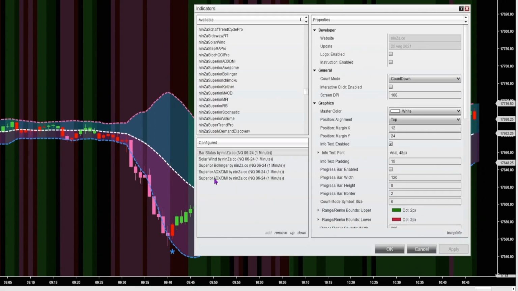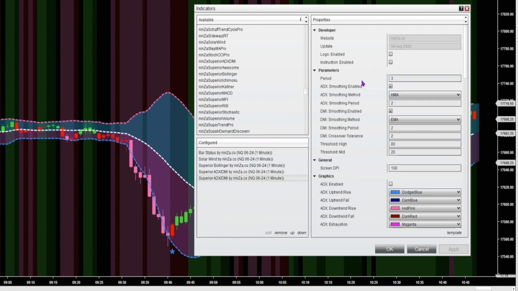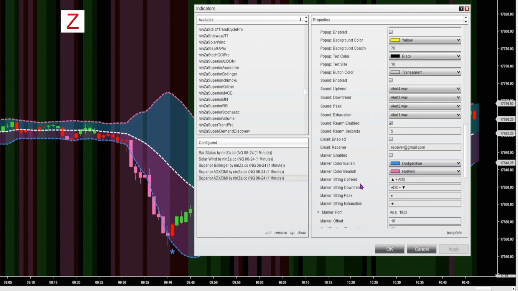I've actually got two instances of the superior ADX DMI from NINZA. One of them is printing the backgrounds, and this is left with all of the standard settings. I just disabled all of the markers on this. It will show the uptrend, the downtrend, potential peak, and also the exhaustion.